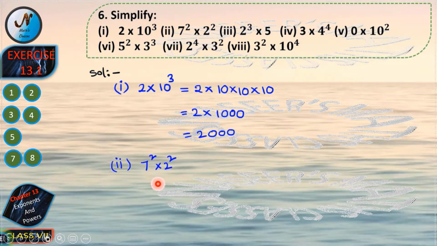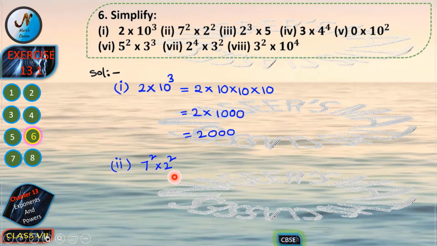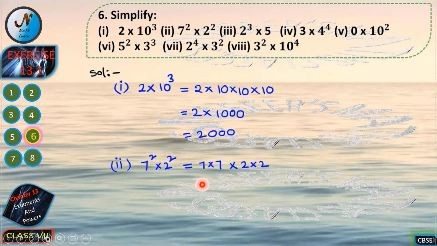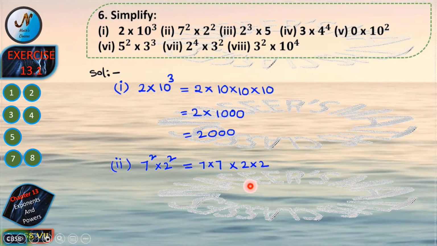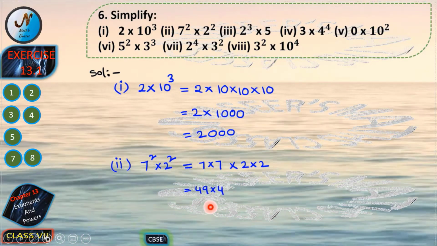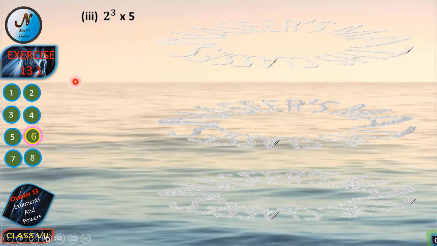And second one 7 square into 2 square. 7 square means 7 is 2 times multiplied and 2 square means 2 multiplied 2 times. So it can be written as 7 into 7 into 2 into 2. 7 into 7 is 49 and 2 into 2 is 4, which can be written as 49 into 4, which is equal to 196. Next, third one 2 cube into 5.